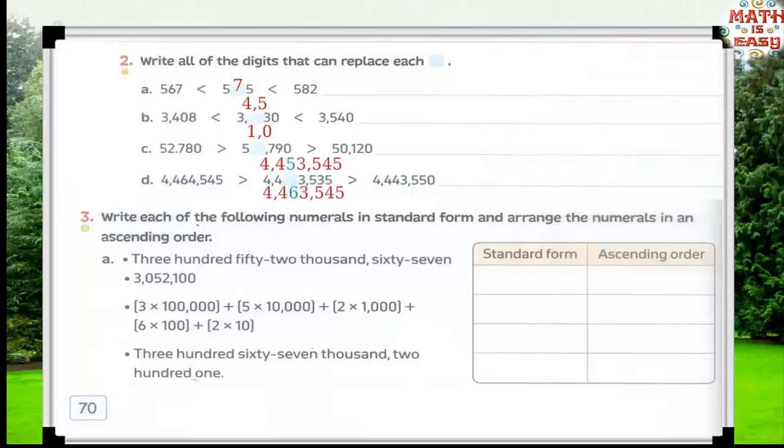Number 3: write each of the following numerals in standard form and arrange the numerals in ascending order.